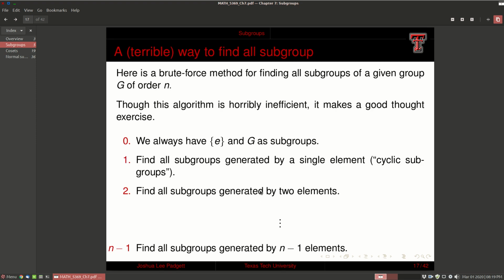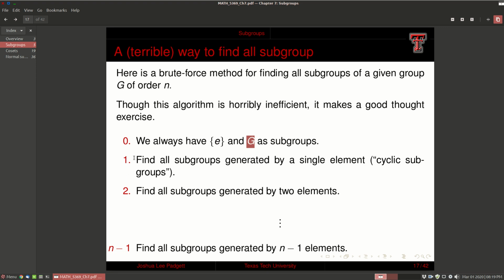All right. Now, a terrible way to find all subgroups is what we call the brute force method. So this is here just to let you know that probably the way you've been thinking about doing this is viable, but it is not a good choice. All right. So what's a way of finding all the subgroups? Well, of course, item 0 is that we have the trivial subgroup and the total or non-proper subgroup, and we're done.